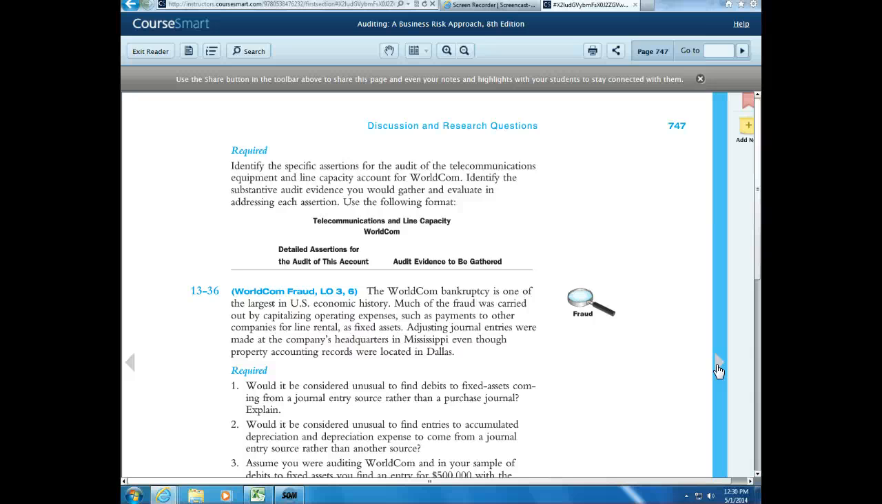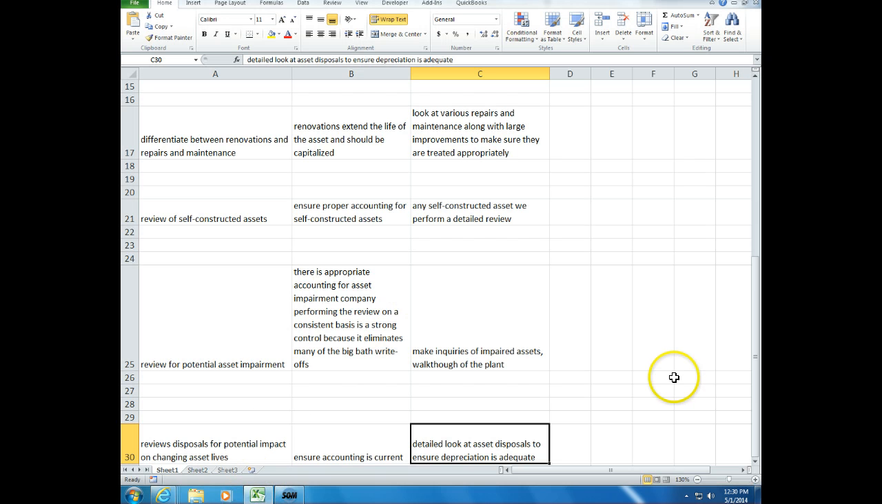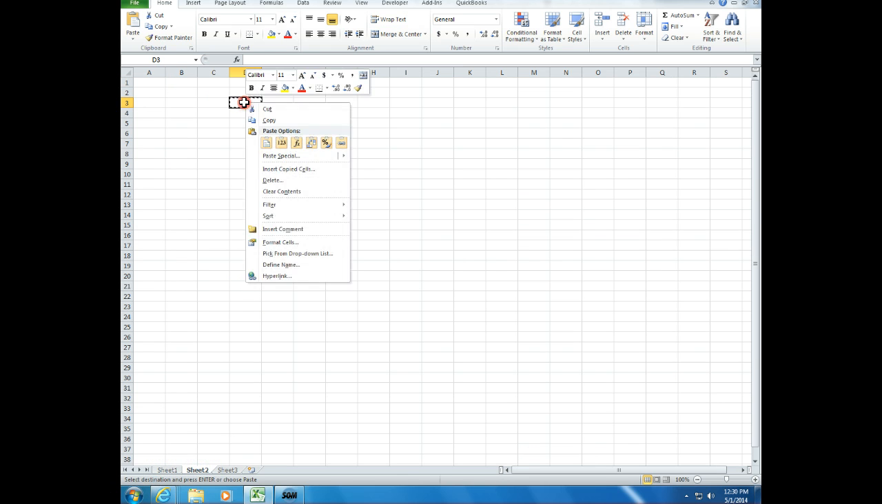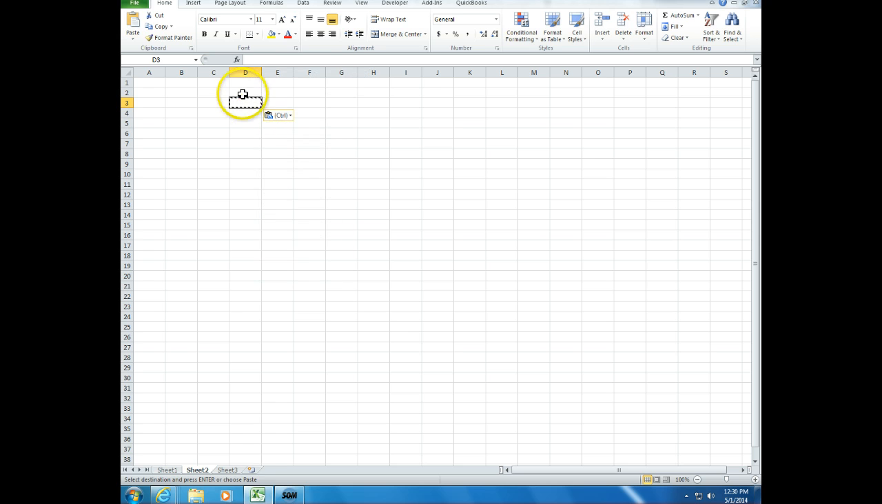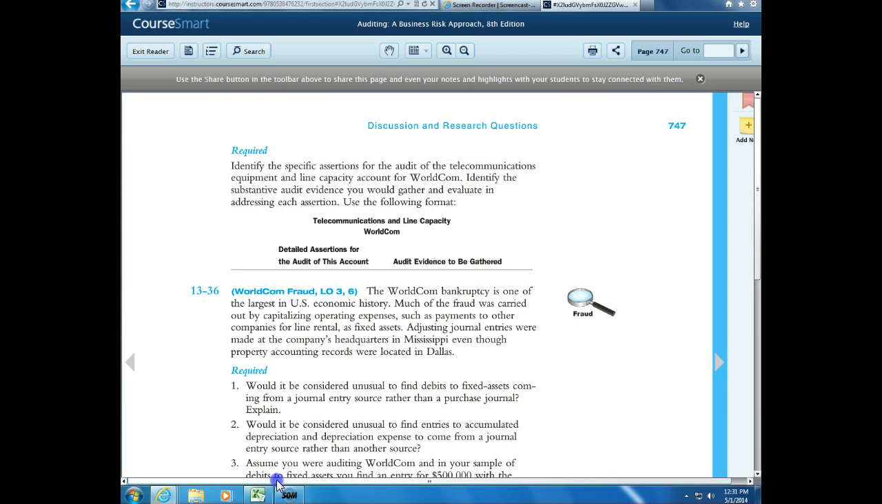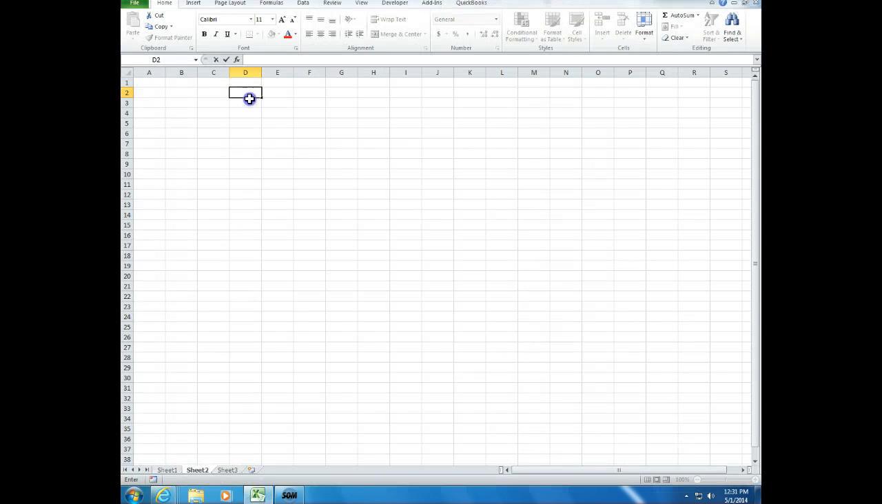So basically we want to use the telecommunications copy. Let's see here. I should pick an easier one. Detail assertions, telecommunications and line capacity, WorldCom.